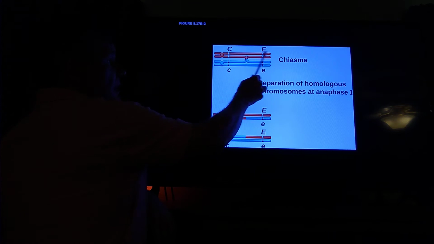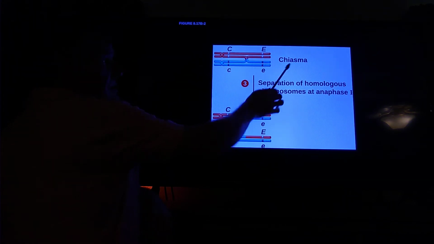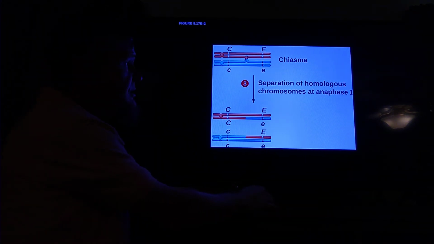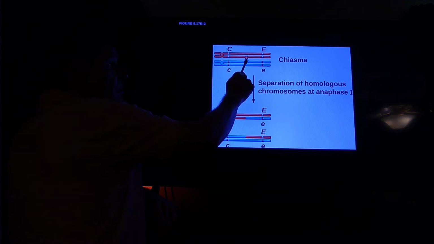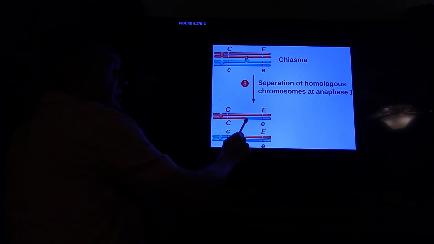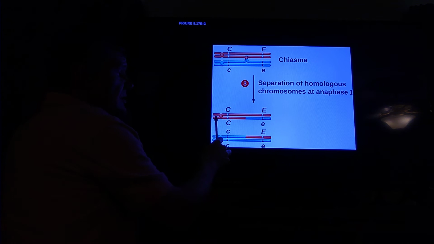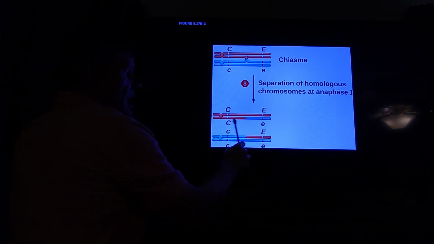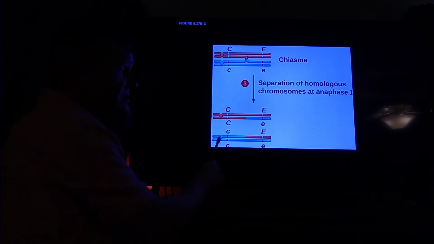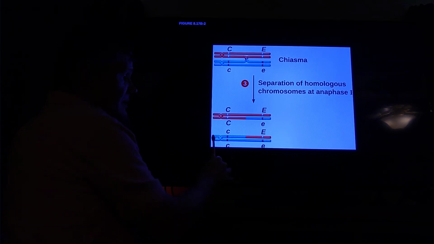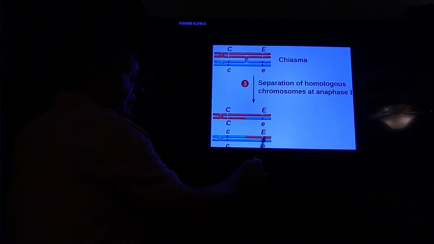So this is mom's chromosome, this is dad's chromosome. These two chromosomes are getting ready to go through meiosis, and you'll notice where they cross over and exchange legs. So this chromosome right here is now not 100% just mom's. It's part mom's and part dad's. And the same thing is true for this one. It's part dad's and part mom's.